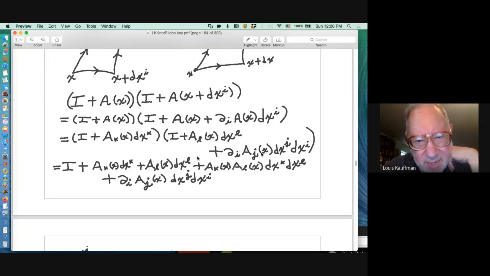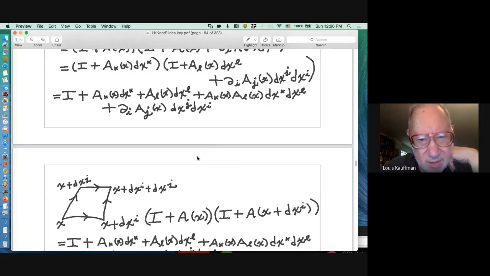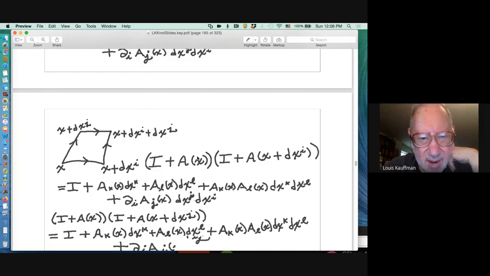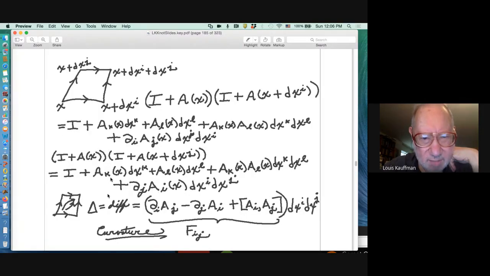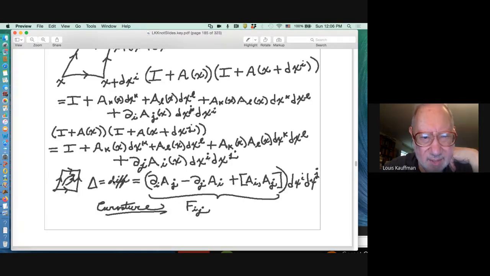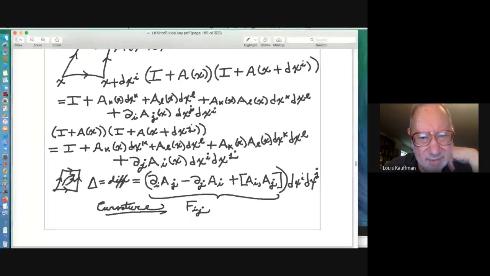And I do it around the other side, and I get a certain form with some terms. They're both on this slide. And then I take the difference to see what happened as I went around the rectangle. And when you take the difference, a lot of things disappear, but some things that had to do with the order in which you went remain.